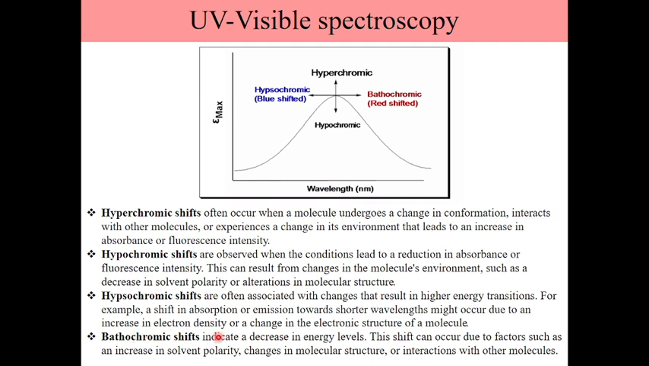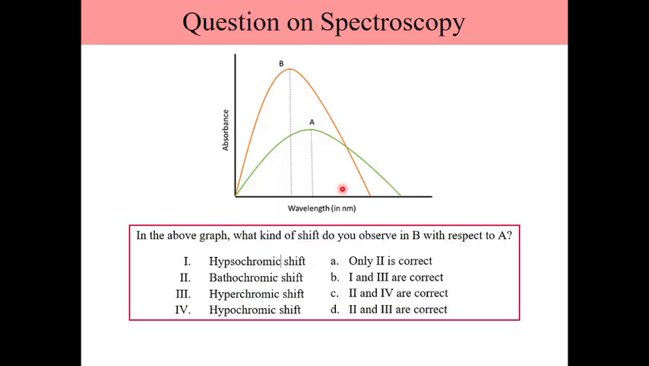And then there is bathochromic shift, which is decrease in the energy level. So the shift can occur due to factors such as increase in solvent polarity, changes in molecular structure, and interaction with other molecules. So try to solve this question.